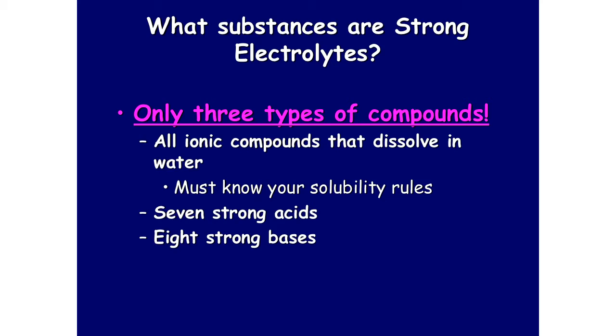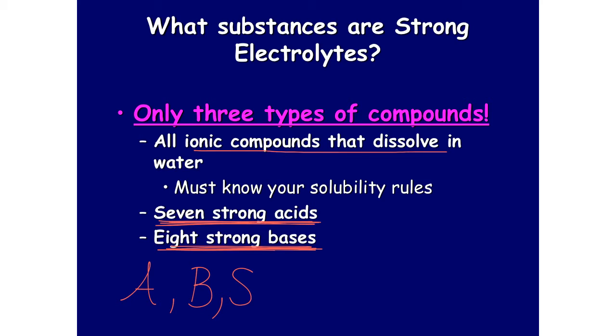Again, our strong electrolytes are our acids, bases, and ionic salts. But to be a little bit more specific, we have 7 strong acids, 8 strong bases, and then all ionic compounds that are soluble, that dissolve in water. So we need to know our solubility rules, which we'll talk about shortly. So electrolytes are acids, bases, salts.